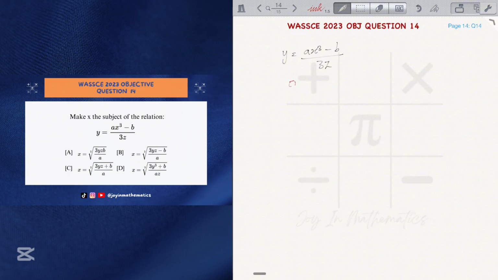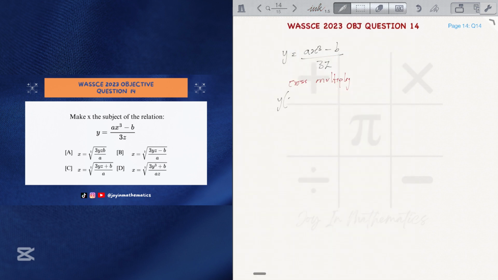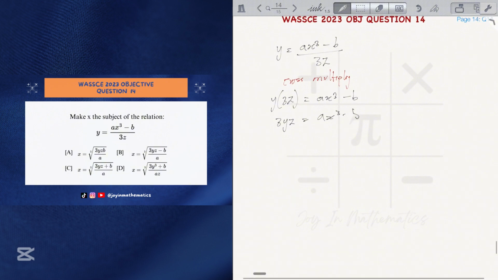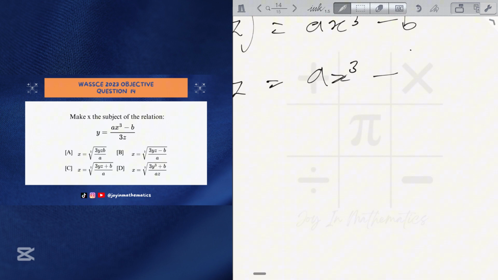So let's cross multiply. When we cross multiply, we will have y multiplied by 3z is equal to ax raised to the power 3 minus b. So when we multiply out, we'll have 3yz is equal to ax raised to the power of 3 minus b.